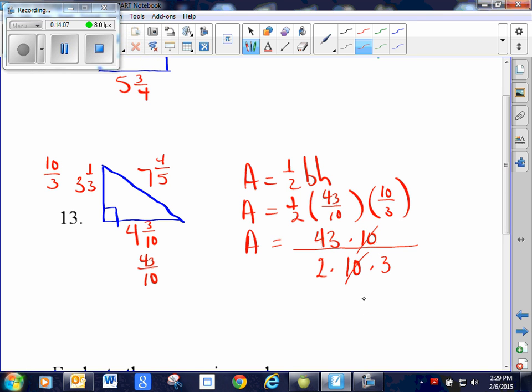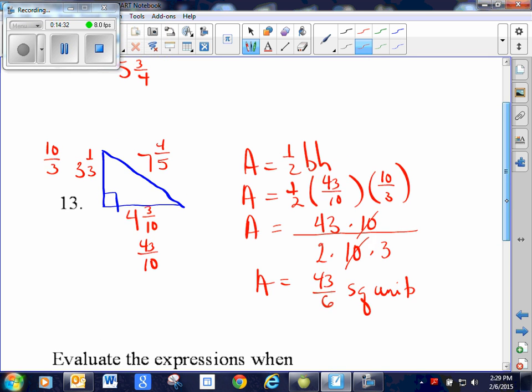Don't make the mistake of thinking this 3 cancels with this 3. That's 43, and this is 3. If you spread your numbers out, you won't make that mistake. If you cram your numbers together, you might possibly think that you could lop that guy off. So this becomes 43/6, and it's square units. I'll leave the perimeter to you. You're just adding the sides.